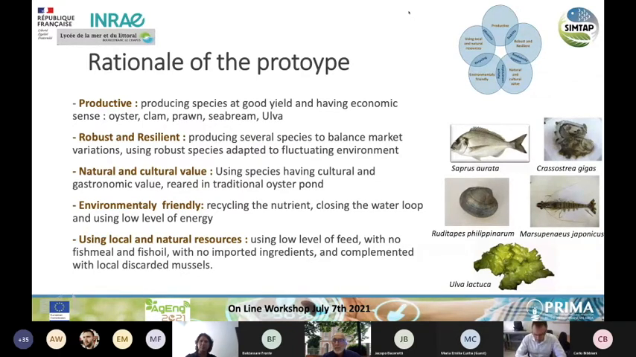It should also be environmentally friendly, as the system is based on the recycling of nutrients, and it closes the water loop, and it uses a low level of energy. And finally, it uses local and natural resources, as we chose to make a particular feeding process. To date, we used only a low level of feed with no fish meal and fish oil and with no imported ingredient, complemented with local discarded mussels.